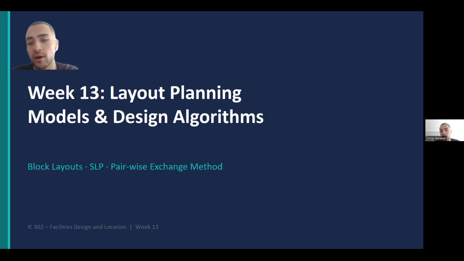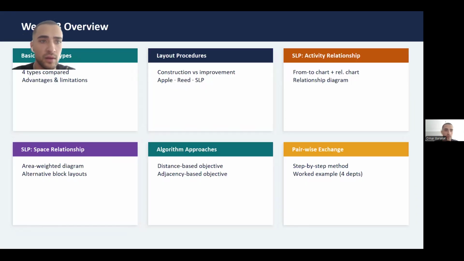A factory with 10 departments has over 3 million possible arrangements. Algorithms make this tractable: Apple's and Reed's systematic procedures, Muther's SLP framework, and the pairwise exchange improvement algorithm that lets you optimize an existing layout quantitatively. This is our layout for week 13. So let's start with block layout versus detailed layout.